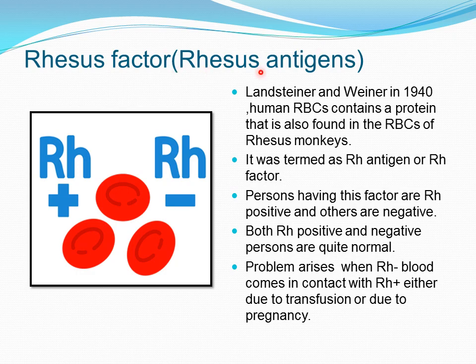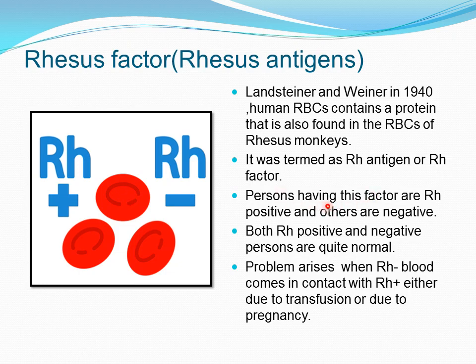In the year 1940, Carl Landsteiner and Wiener took human RBCs and found a protein in human RBCs which is also found in rhesus monkeys. So this group of monkeys also had the same antigen which was found in human RBC. For that reason it was named after those rhesus monkeys: rhesus antigen, or rhesus factor.